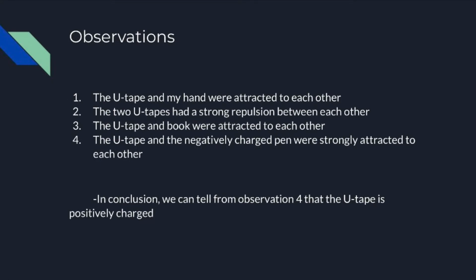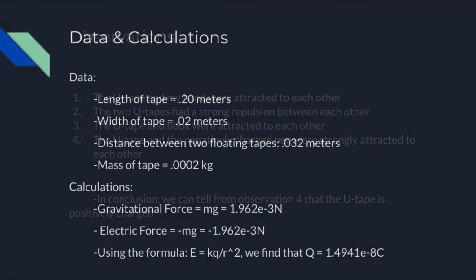The U-tapes in my hand were attracted to each other. The two U-tapes had a strong repulsion between each other, which I predicted because they would be of the same charge. The U-tape and book were attracted to each other, and the U-tape and negatively charged pen were strongly attracted to each other. Based off of this, we can conclude that the U-tapes are positively charged since they were strongly attracted to the negatively charged pen.